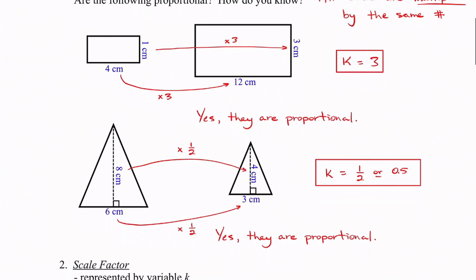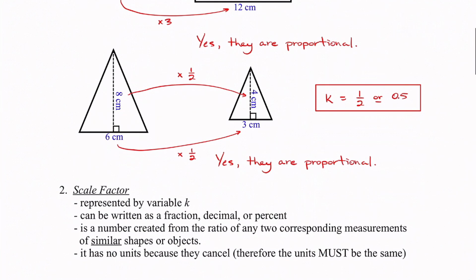So back now down to our scale factor. We use the letter k, we had said. The next thing, it can be written as a fraction, a decimal, or a percent. So like up here, this is a decimal, this one's a fraction, and then we could write this one as a percent. It would be 50%. It's 50% of the size. And we're going to see another example like that later on.